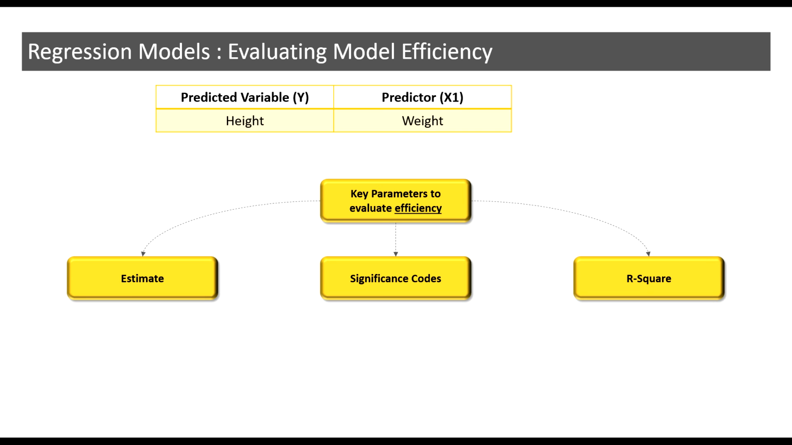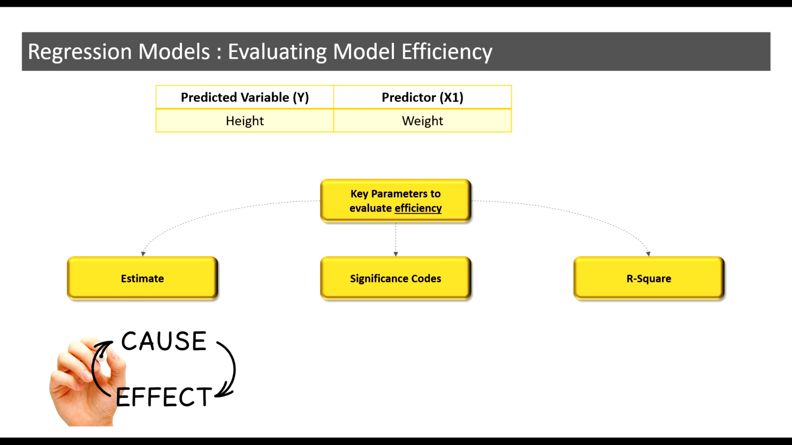Now let us take a look at the first parameter, that is the estimate. The estimate or the beta estimate is the value that establishes a cause and effect relationship between the predictor and the predicted variable. In this case, given that the predicted variable is height and the predictor is weight, the estimate will determine by how much a change in the value of weight will in turn affect height. In other words, it helps measure how sensitive the predicted variable is to a change in a given predictor.